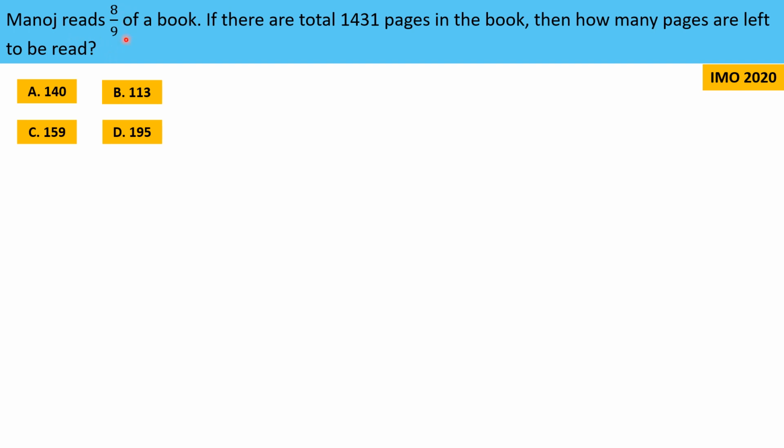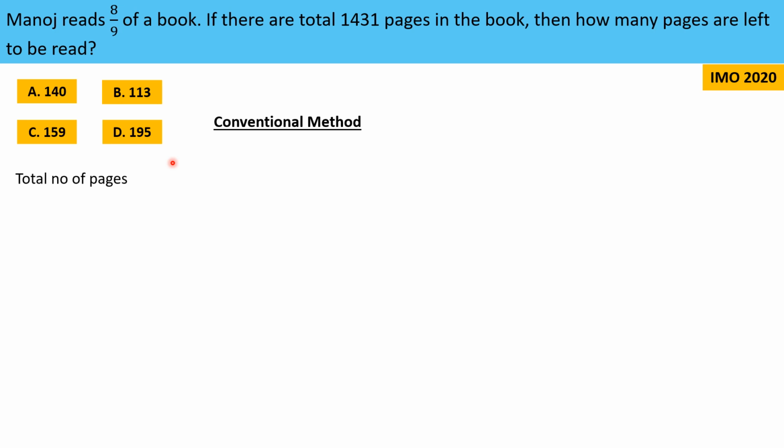Manoj reads 8 by 9 of a book. If there are total 1431 pages in the book, then how many pages are left to be read? Option A 140, option B 113, option C 159 and option D 195. Let's do the conventional method first.